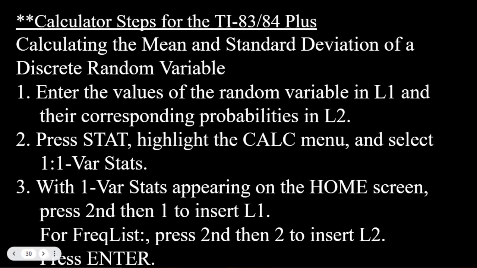So calculating the mean and standard deviation of our discrete random variable, first of all, we would enter the values of the random variable in L1, list 1, and then their corresponding probabilities in list 2. So it would require that we find all those probabilities if we don't know them already. Then we would press Stat, highlight the calculate menu, select one variable statistics, and then just like we've done before, we will get all that information. We will have to make sure that we put in second L1 for the list, and then for the frequency list, we want to put in L2 as we've done in the past.